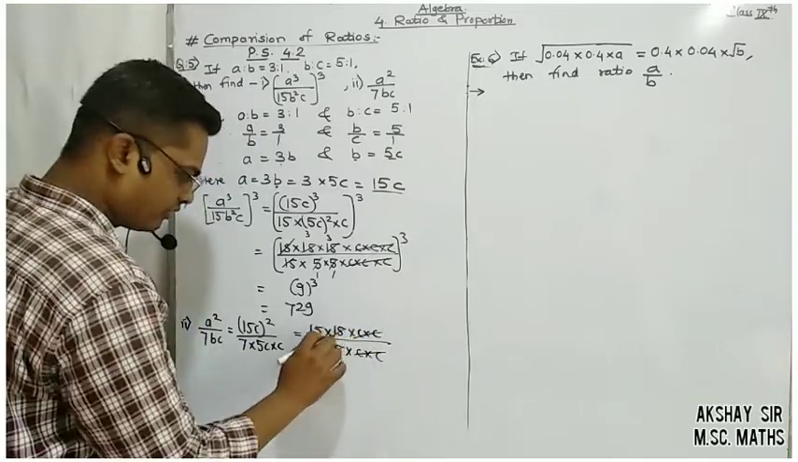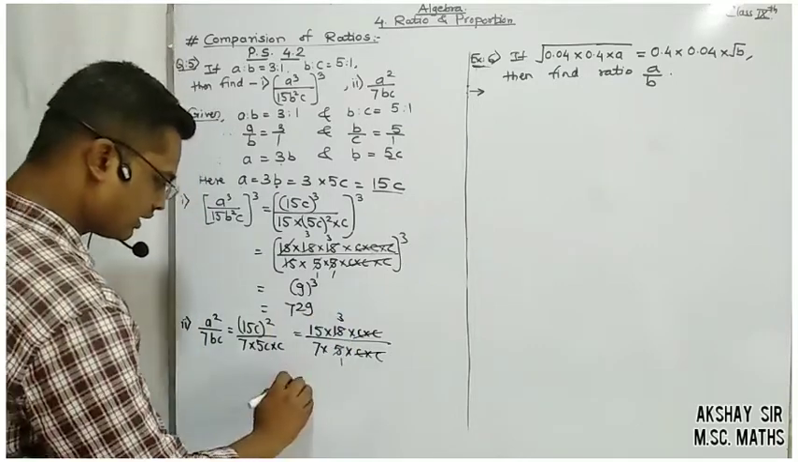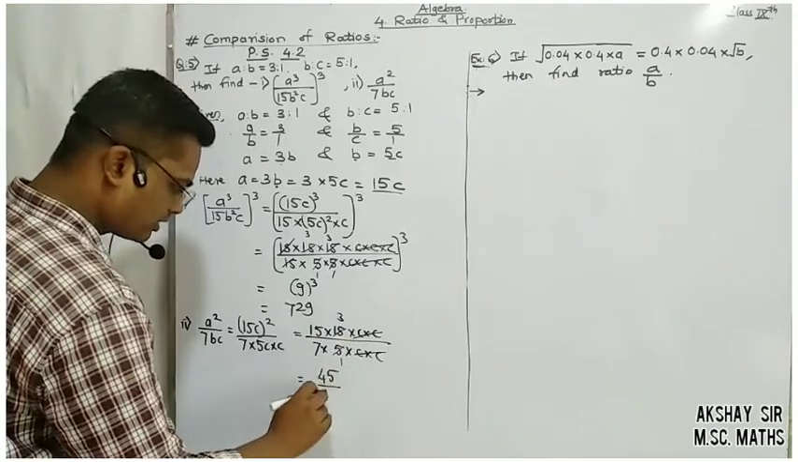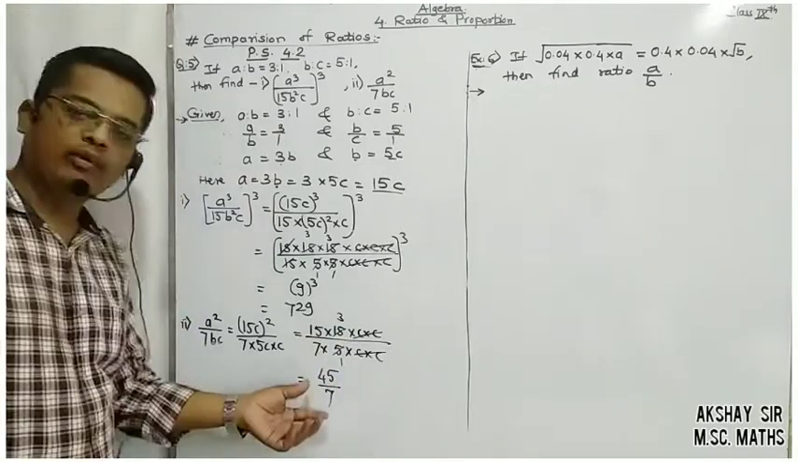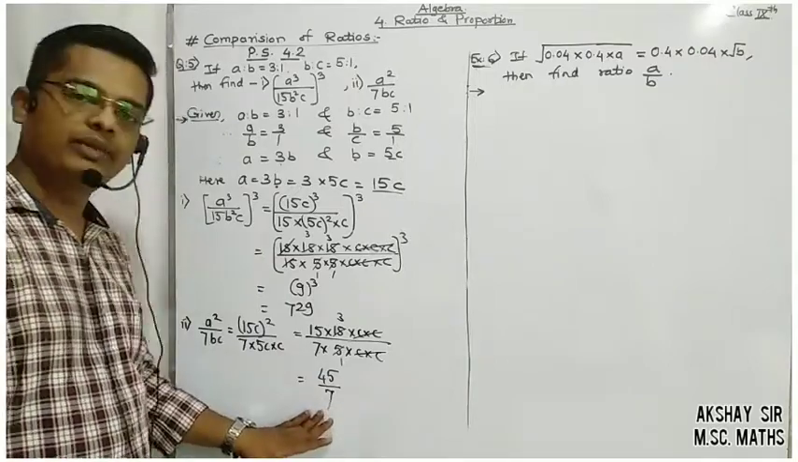So 15 on the 15, 15, 5 on the 5, 5 threes are 15. Now this is ready for simplification. 15 threes are 45 and in the denominator only 7 remains. So you can keep it as it is or convert it into decimal also. No problem. You will get marks up till here also.